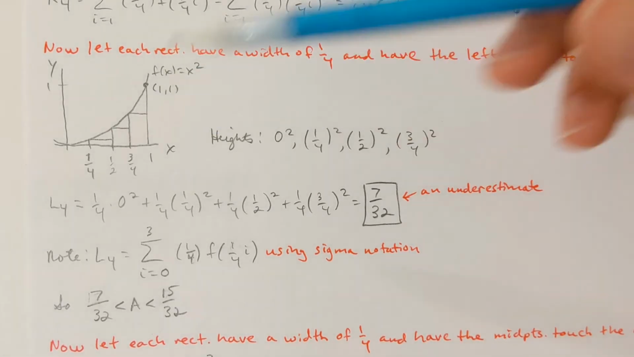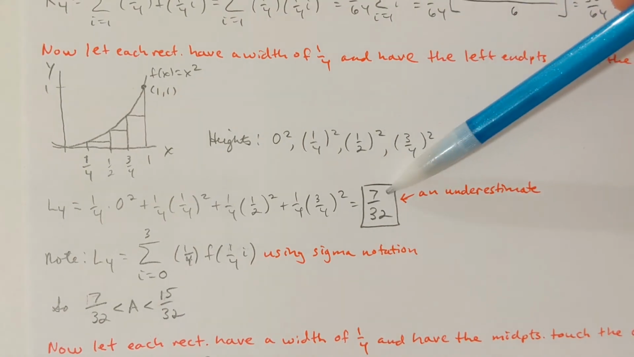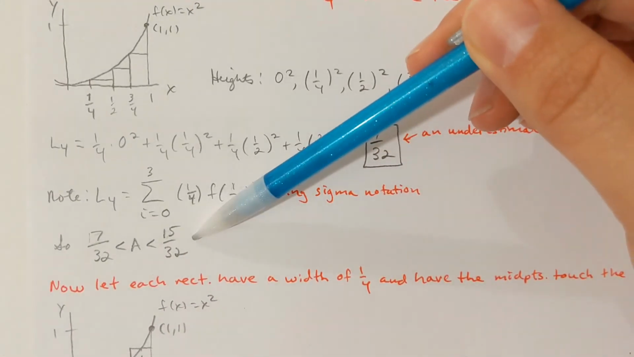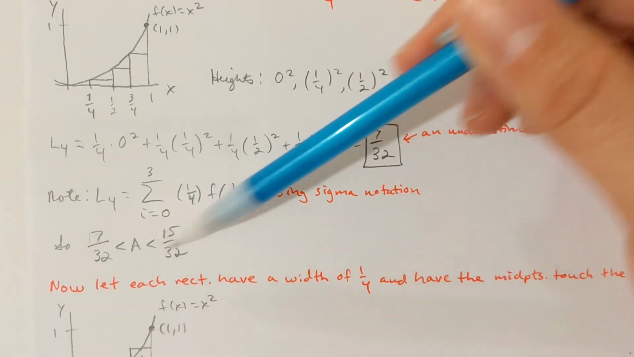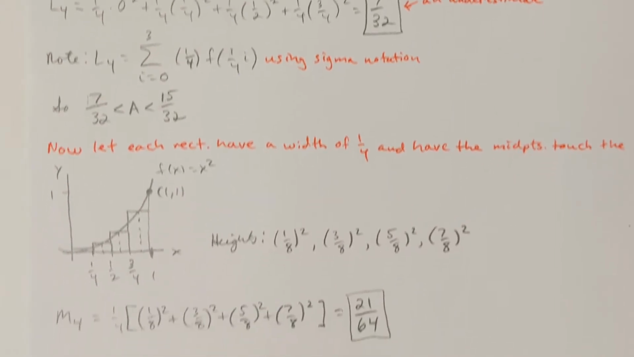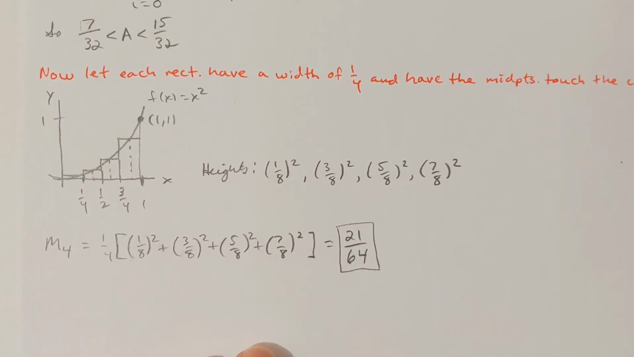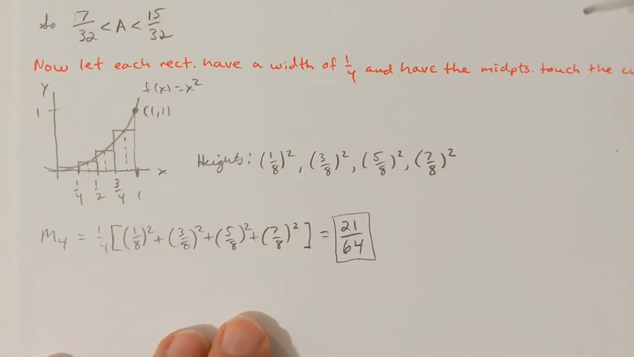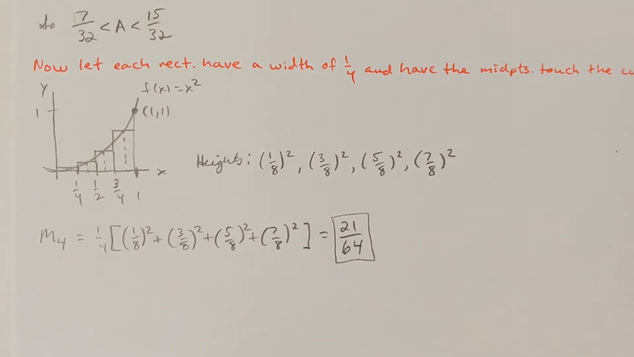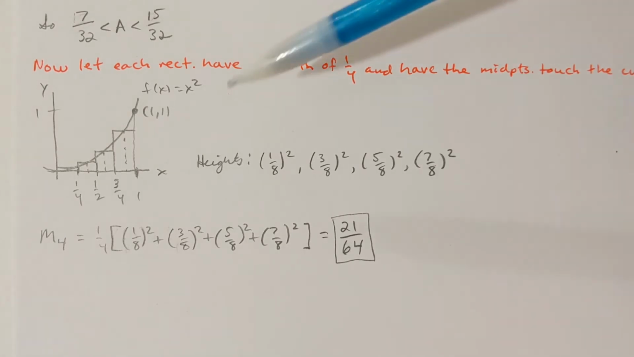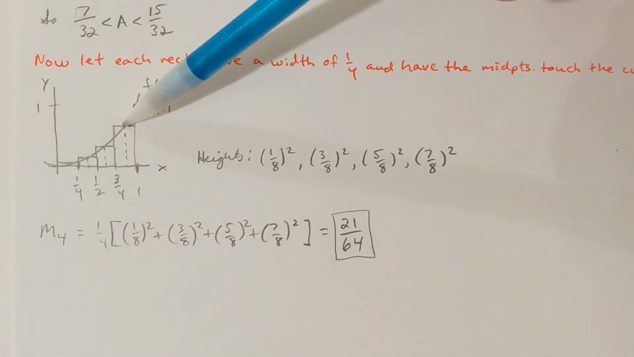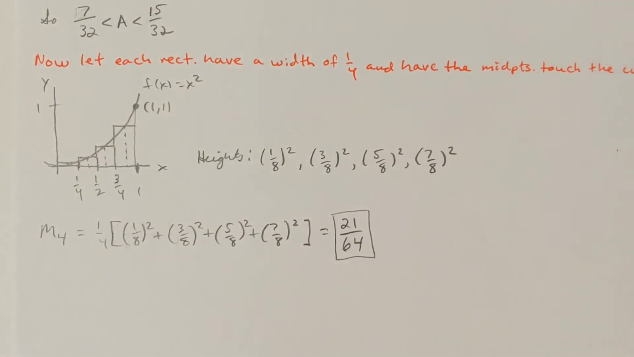Okay, so the area of the shaded region I know has to be bigger than 7 over 32, but smaller than 15 over 32. I'll call the area of the shaded region capital A. Now, maybe a better approximation out of these 2 that I showed you would be, instead of using left endpoints or right endpoints, what if we had the midpoint of each rectangle touch the parabola? Okay, and again, I'll draw 4 rectangles here and draw them in such a way so that the midpoint of each rectangle touches the parabola.